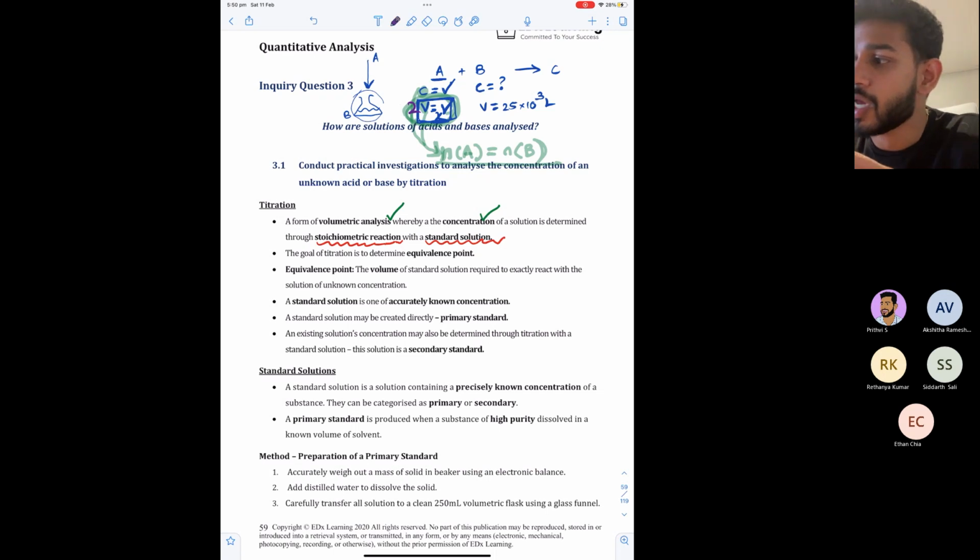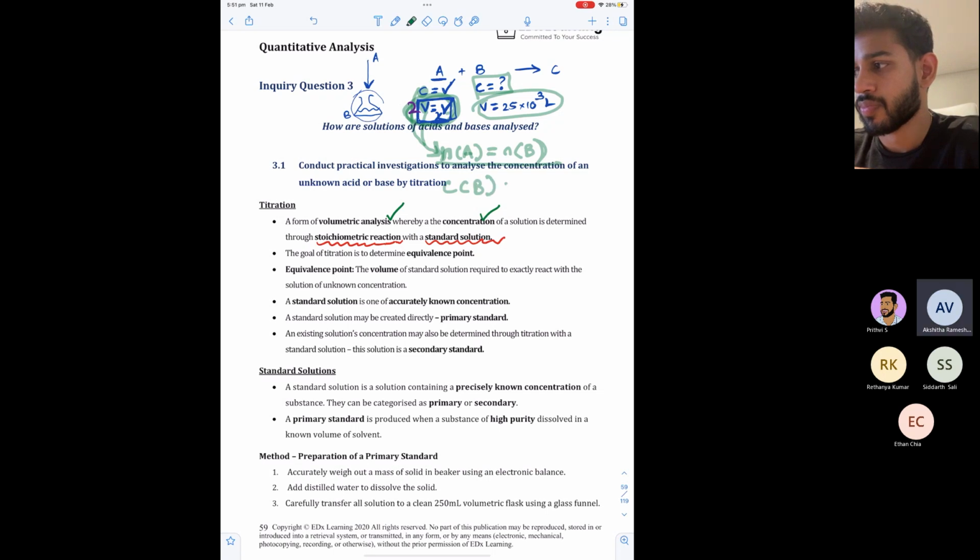So now, everyone, we've got the number of moles of B. I've got the volume of B. Can I find the concentration of B, Akshita? Yep, I think. Yeah, you can, right? Divided by 25, you get the concentration of B. That is titration in a nutshell.